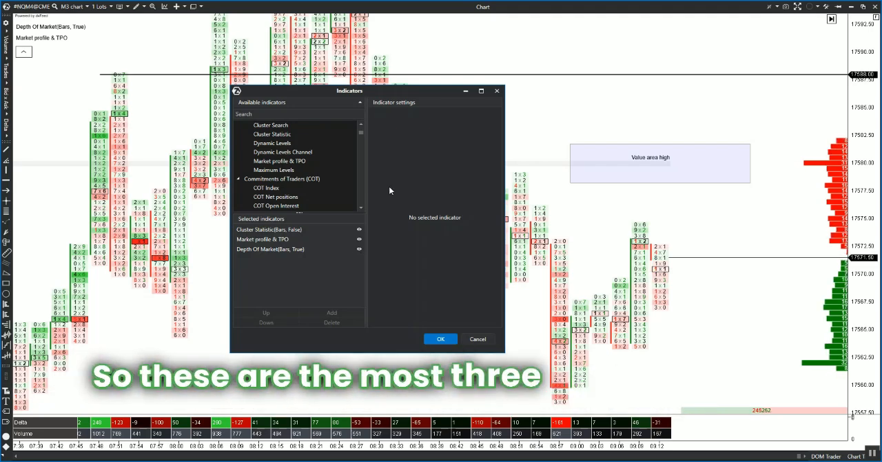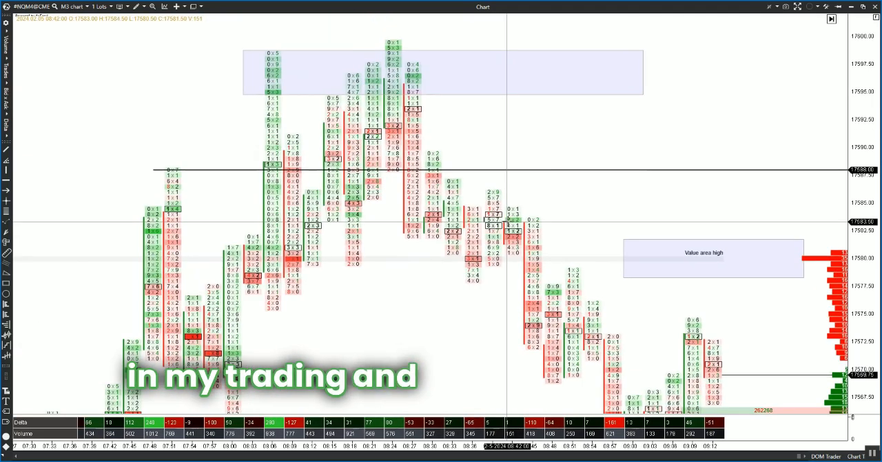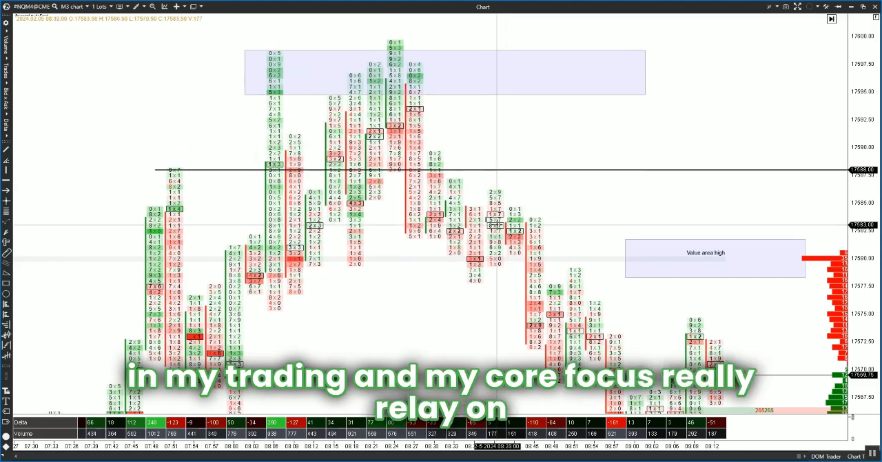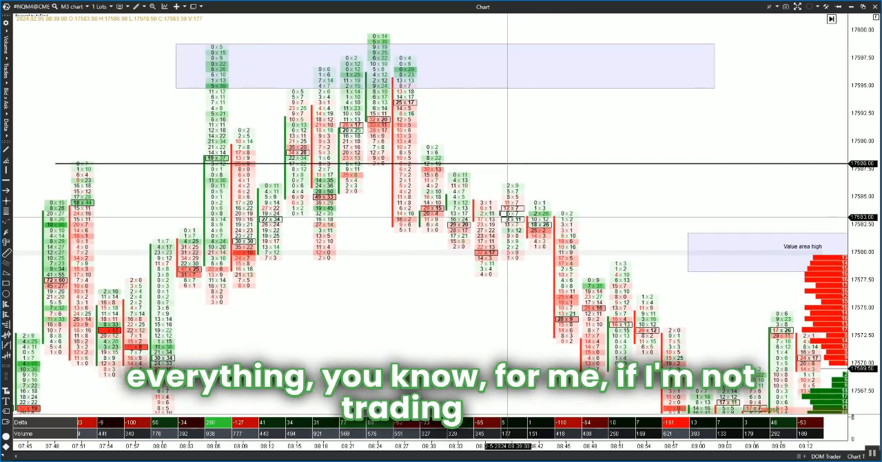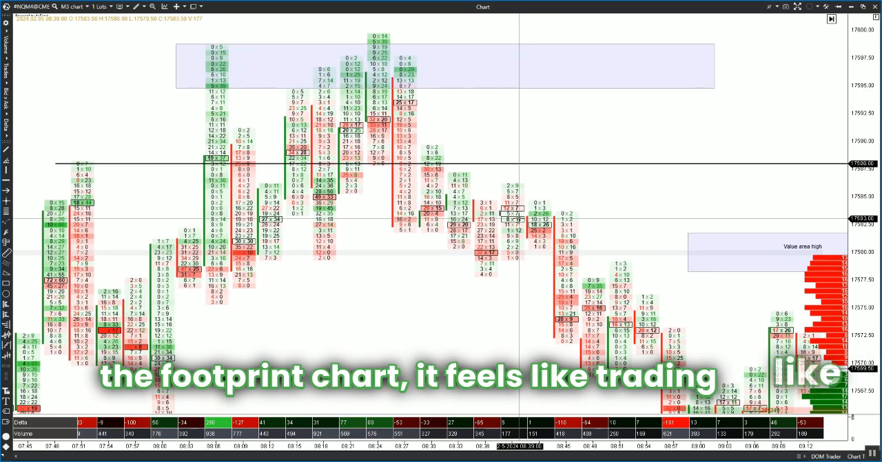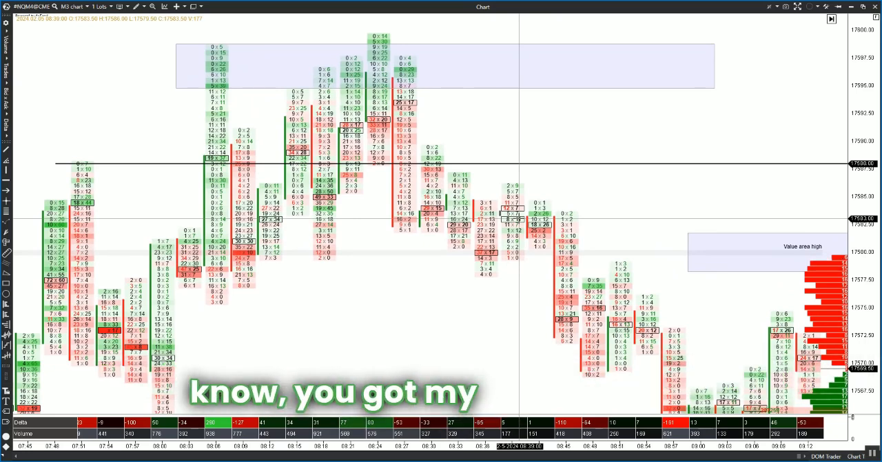So these are the three main elements that I use in my trading, and my core focus really relies on the footprint chart. You know, the footprint chart for me is everything. For me, if I'm not trading with the footprint chart, it feels like trading blind. You got my point in that.